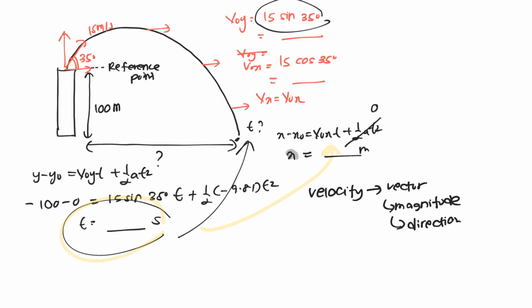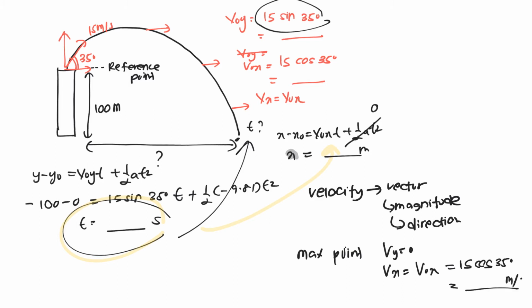Even though at the maximum point your Vy is 0, you have a value for the Vx, right? What is the value for Vx? Your Vx will be equal to the initial velocity, which is 15 cos 35 degrees meters per second. And what is the direction? The direction is going to be to the right. Very simple, right?